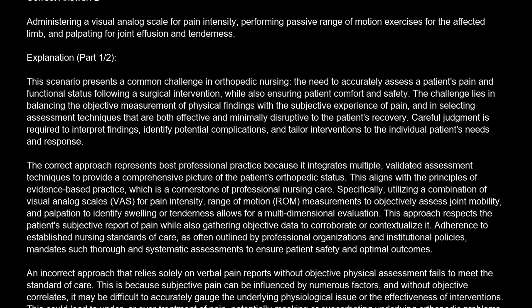This approach respects the patient's subjective report of pain, while also gathering objective data to corroborate or contextualize it. Adherence to established nursing standards of care, as often outlined by professional organizations and institutional policies, mandates such thorough and systematic assessments to ensure patient safety and optimal outcomes.